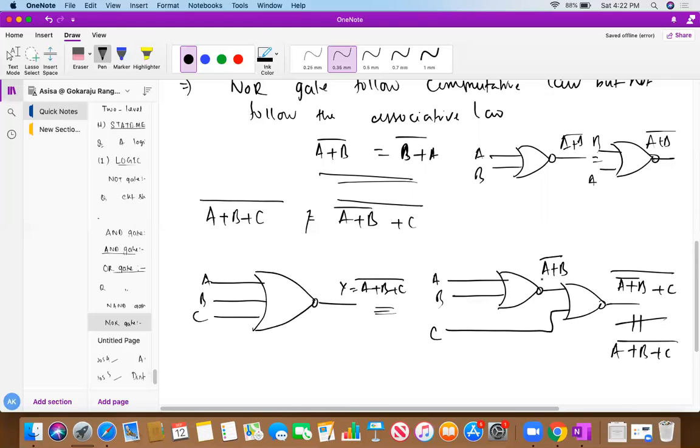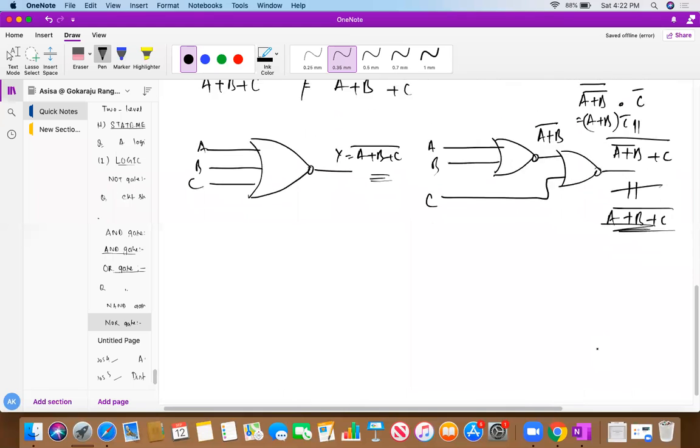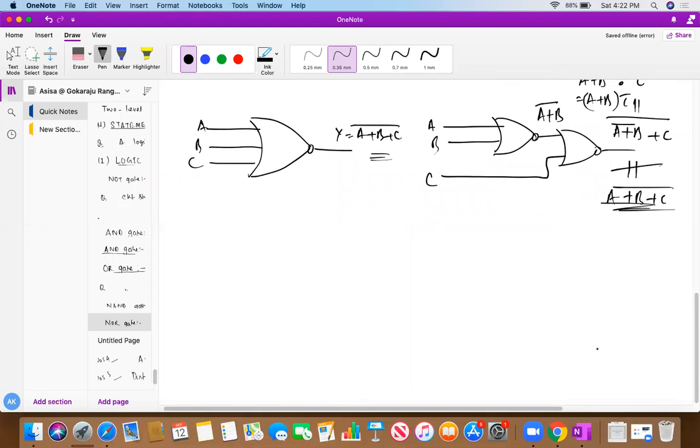If I apply De Morgan's law, it forms A bar, B bar and C bar. So this will be (A or B) and C bar, which is obviously not equal to (A or B or C) bar. Do you all understand? Very simple. NAND and NOR gates are not going to follow the associative law.